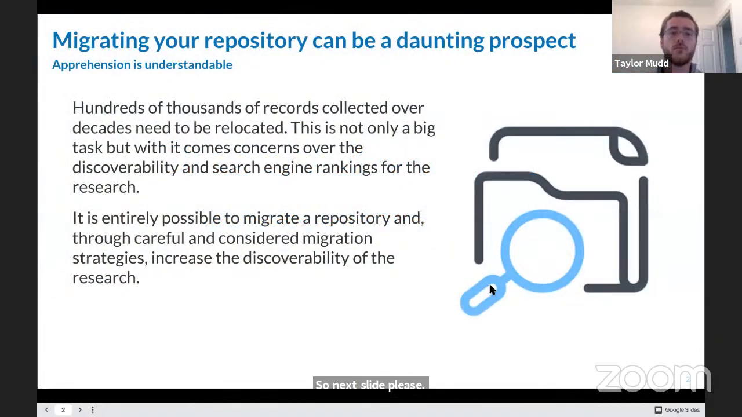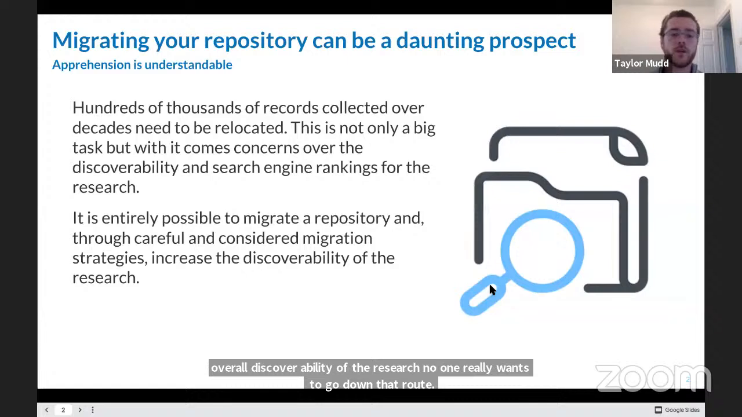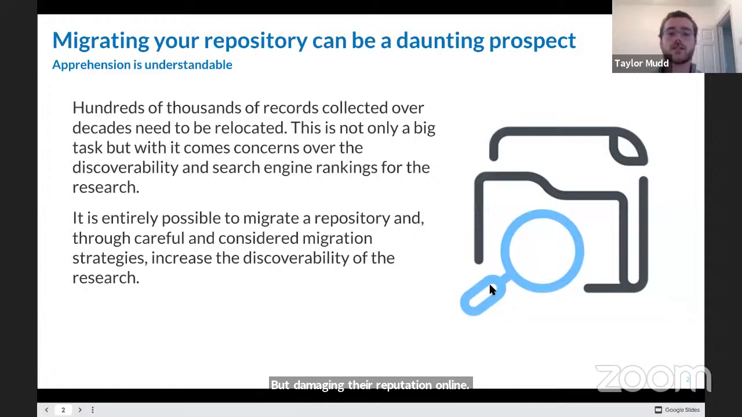So we understand that migrating a repository is a pretty daunting prospect. There are hundreds of thousands of records collected over decades that you need to relocate. There are concerns over search engine rankings, just overall discoverability of the research. No one really wants to go down that route of damaging their reputation online, but it doesn't need to be as scary as that. So next slide, please.